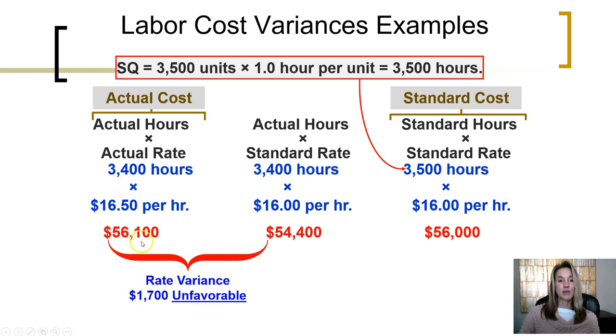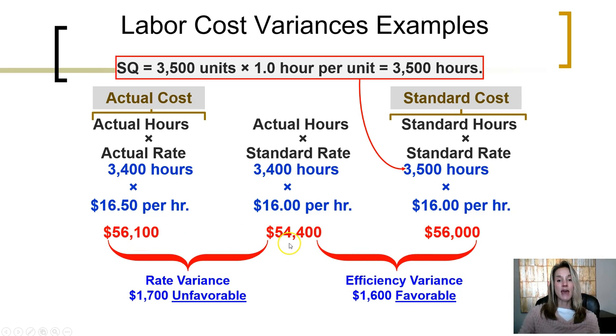The difference between the actual cost of $56,100 and the flexible cost of $54,400 gives us a $1,700 rate variance that is unfavorable. It is unfavorable because our actual labor costs were greater than what our flexible budget says our cost should have been.